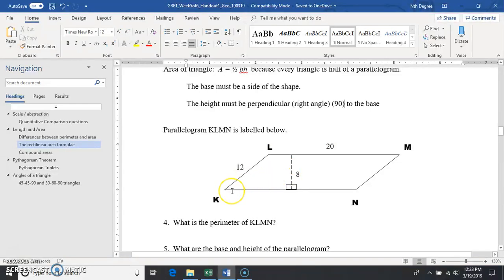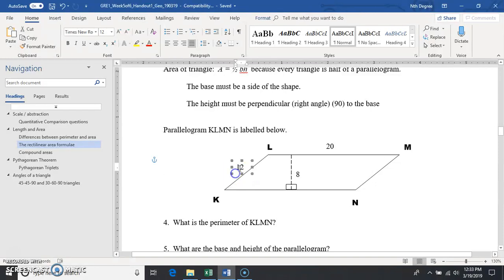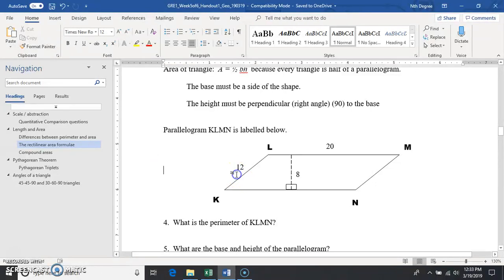Again, the perimeter just means add together all the sides. So remember that if this side over here is a 12, then so is the other side. And if the top is 20, then the bottom is also 20. Parallelograms have equal opposite sides.